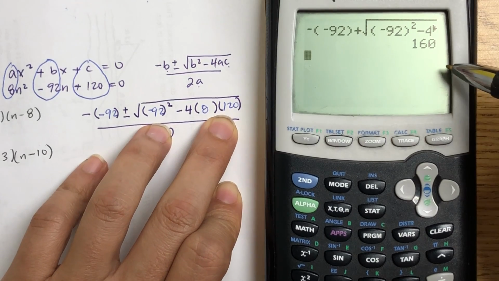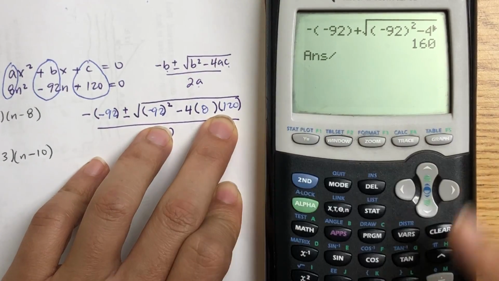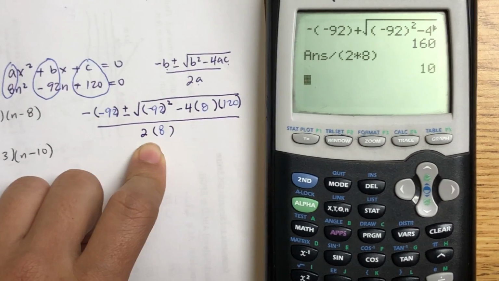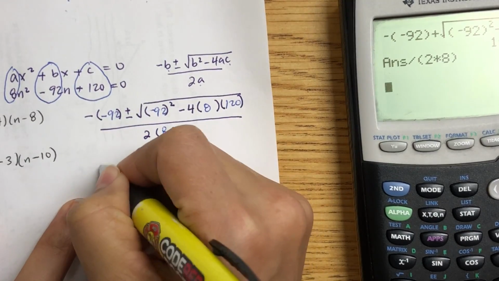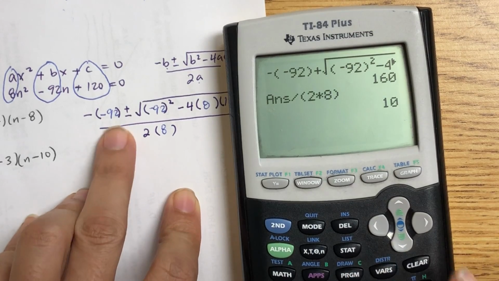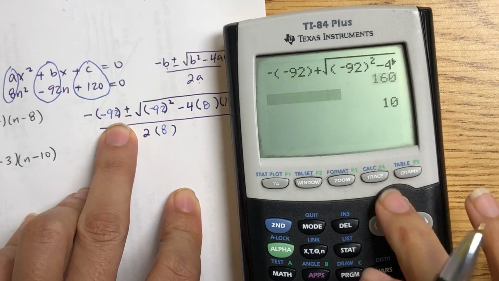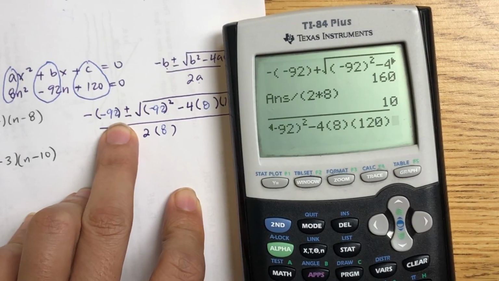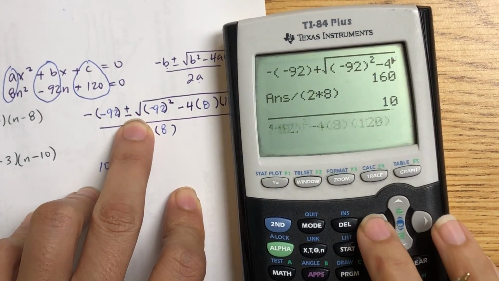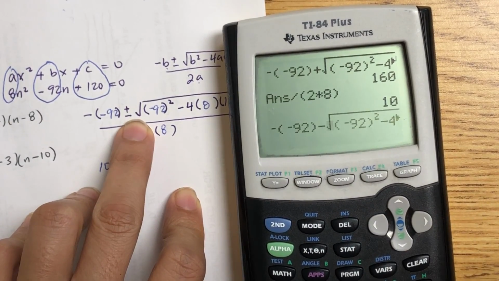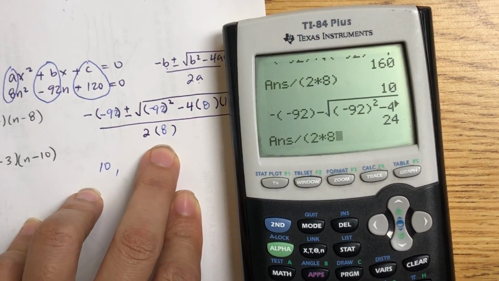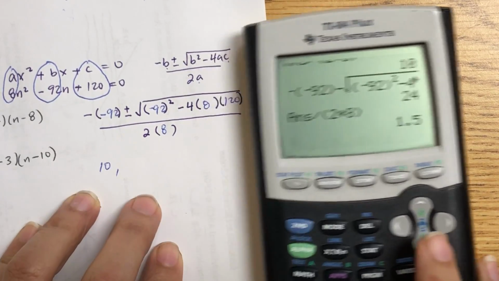So enter, equals 160, enter. Divided by my whole bottom in parentheses. My bottom is 2 times 8, close parentheses. So my first answer is 10. And then to get my second answer, we're going to go back, press enter, and change that plus to what? A minus outside the square root. So that becomes a minus, press enter. So that's the whole top, divide by the whole bottom, which is 2 times 8, close the parentheses, 1.5.